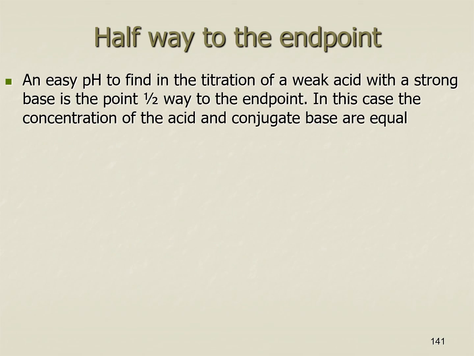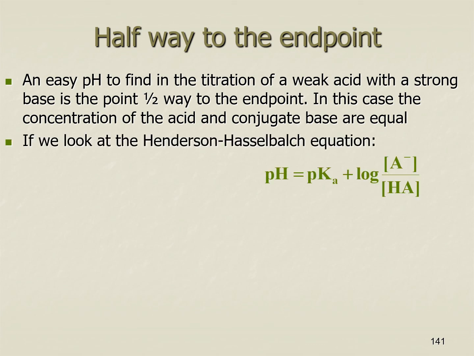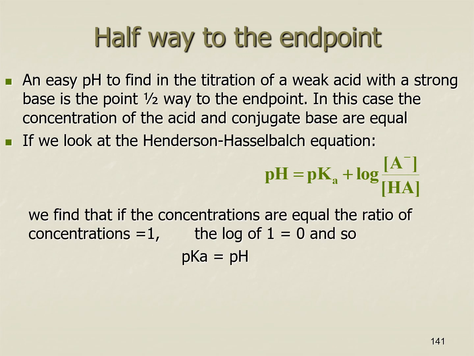So another really easy point to find the pH in a titration of a weak acid with a strong base is the halfway point to the end point. If you remember the Henderson-Hasselbalch equation, the halfway point means that the concentration of the base divided by the concentration of the acid will equal 1. So at that point, the log of 1 is 0, and so pH equals pKa. So here's the Henderson-Hasselbalch. The A minus over HA will equal 1 at the halfway point. The log of 1 will equal 0, and so pKa equals pH.